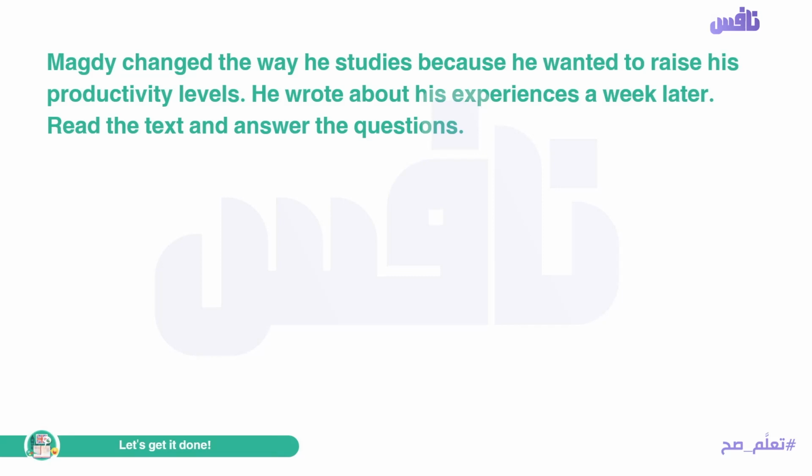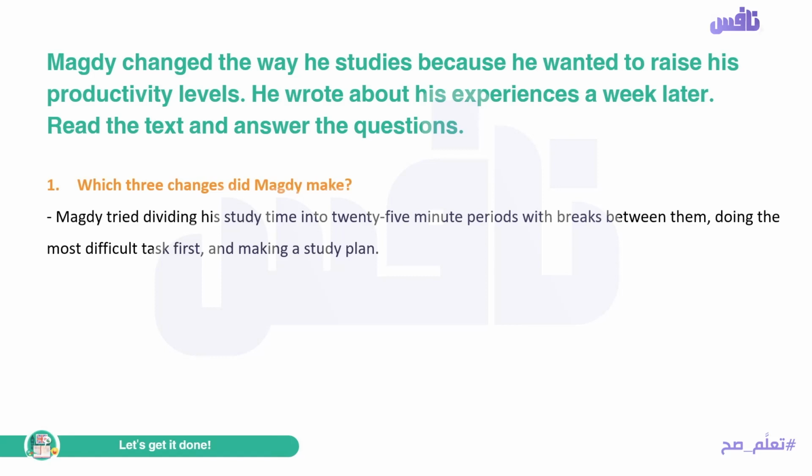This is the title of the reading. He says Magdi changed the way he studies because he wanted to raise his productivity levels. He wrote about his experiences a week later. Read the text and answer the questions. Question number 1. Which 3 changes did Magdi make? Magdi tried dividing his study time into 25-minute periods with breaks between them, doing the most difficult task first and making a study plan.